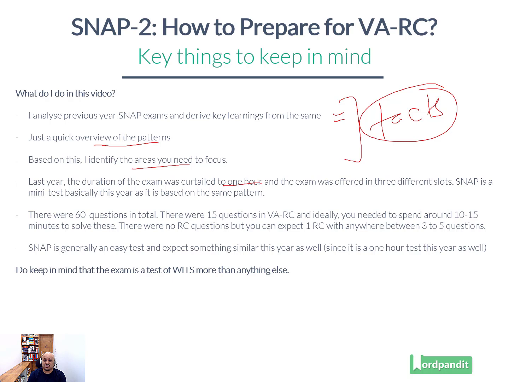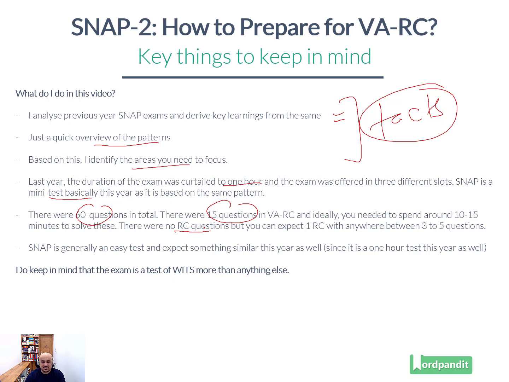Remember, last year the exam was curtailed to a time limit of 1 hour. They radically changed the exam pattern last year. They offered it in 3 slots. SNAP became a mini test, right? And there were 60 questions in total. VARC featured 15 questions. In fact, there was not even one single RC in the last exam, right?